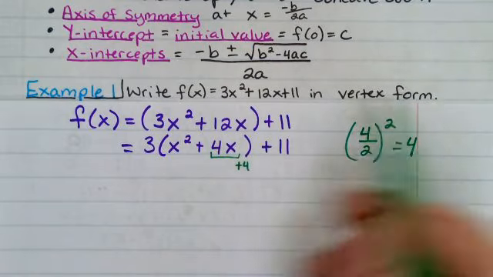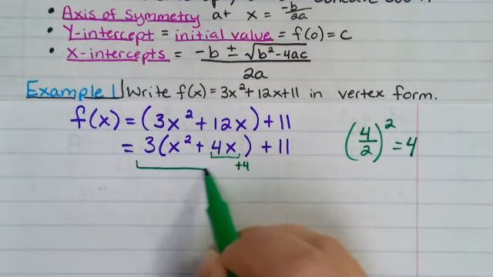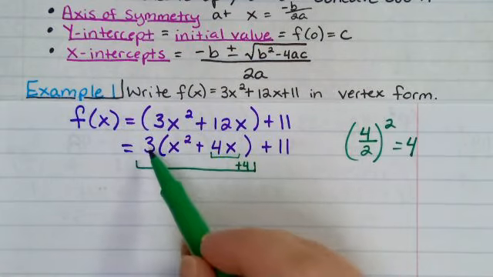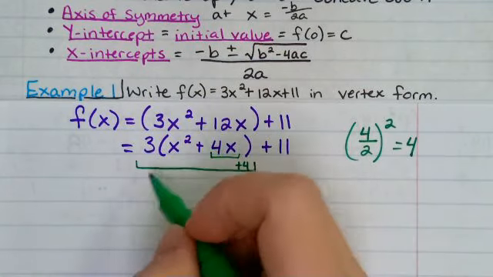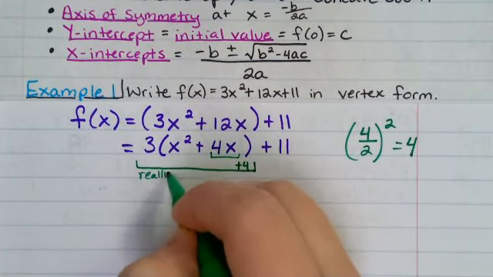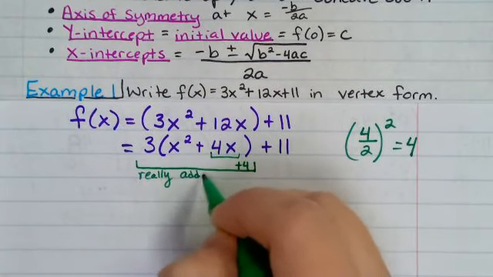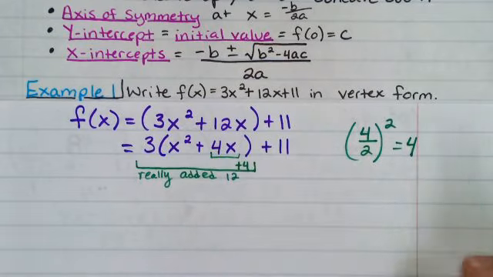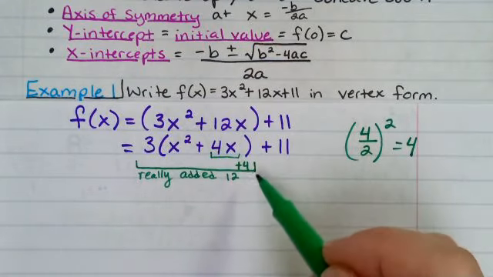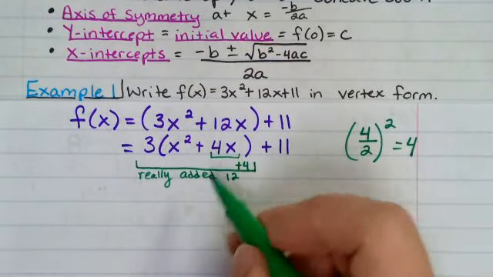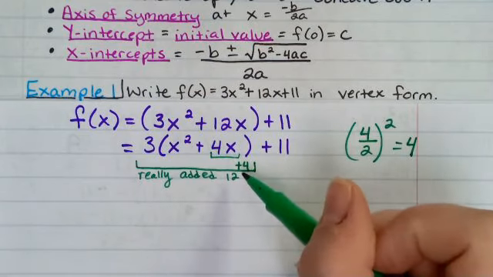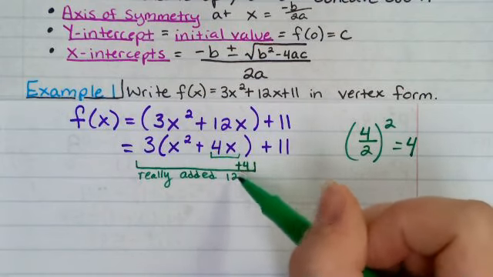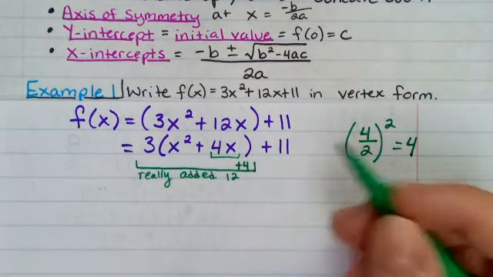Now, here's something we got to be careful about, though, because we didn't actually add 4. Think about this. That 3 is being multiplied by that 4. So really, we added 12. Okay? Because that 3 is being multiplied by that 4. Here's the deal. I can't just willy-nilly add numbers, right? This is what we discussed in that video. I can't just add numbers into problems and say that that's okay.